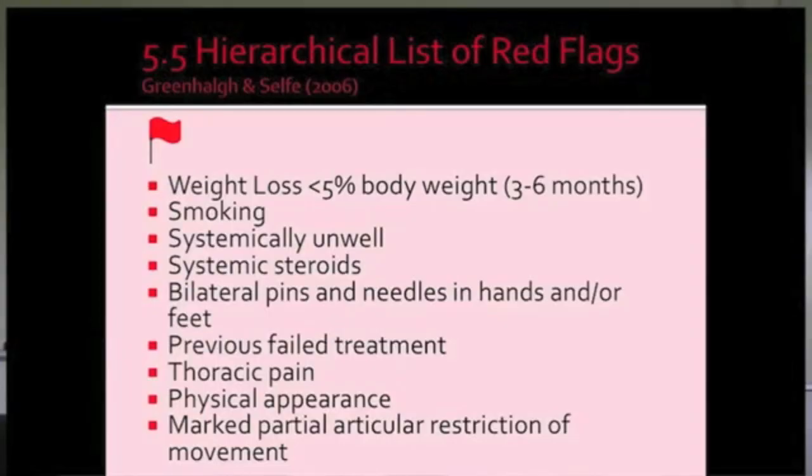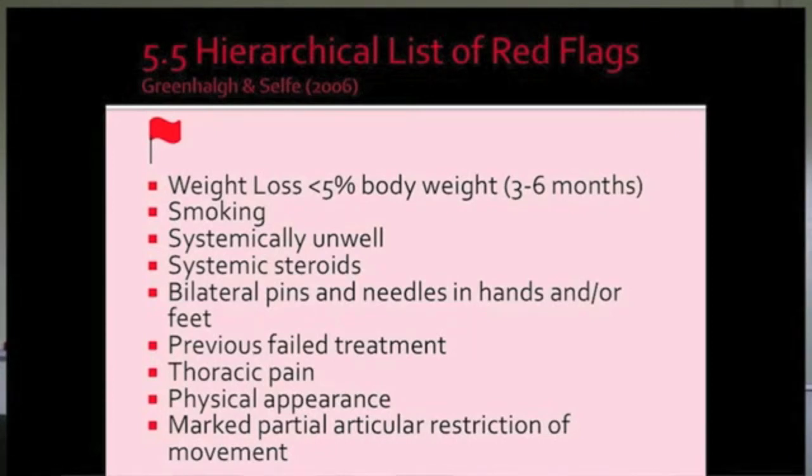And then if we go on to the red flag list, we've got weight loss of less than 5% of body weight during 3 to 6 months, smoking. And again, with smoking, we need to understand how much smoking has occurred over what time frame. And again, be careful with the question, do you smoke?